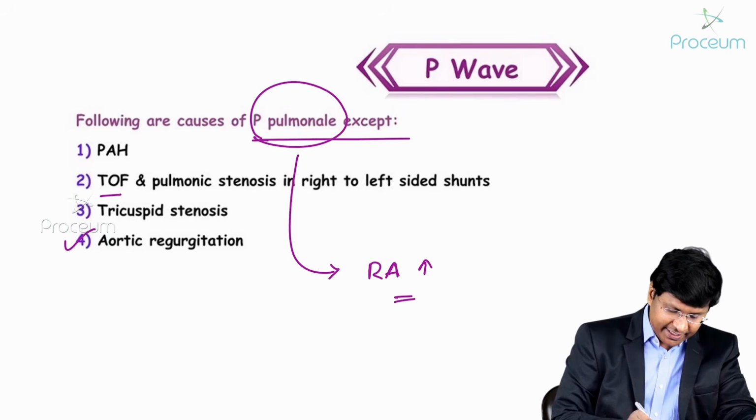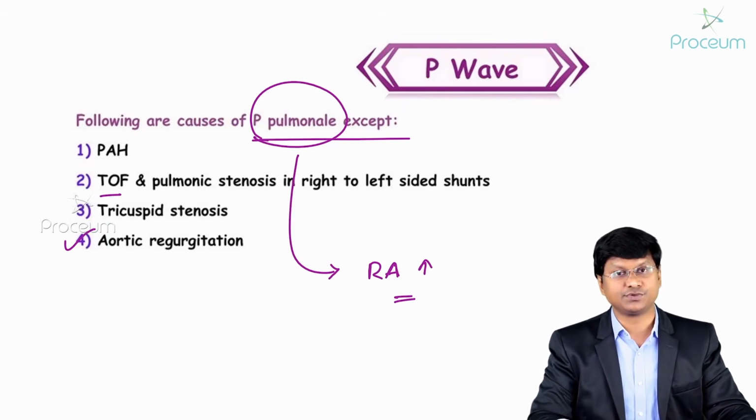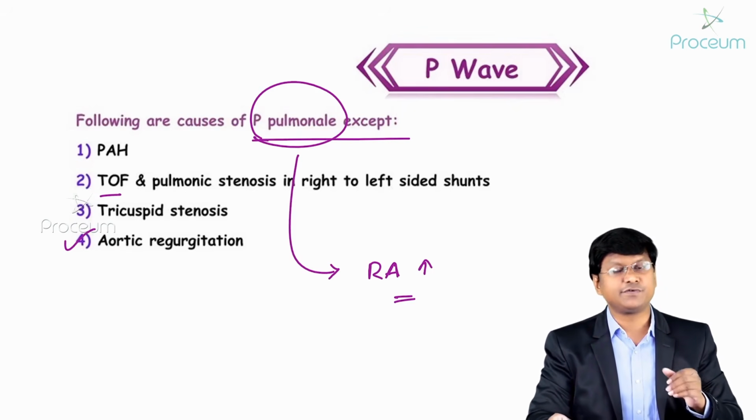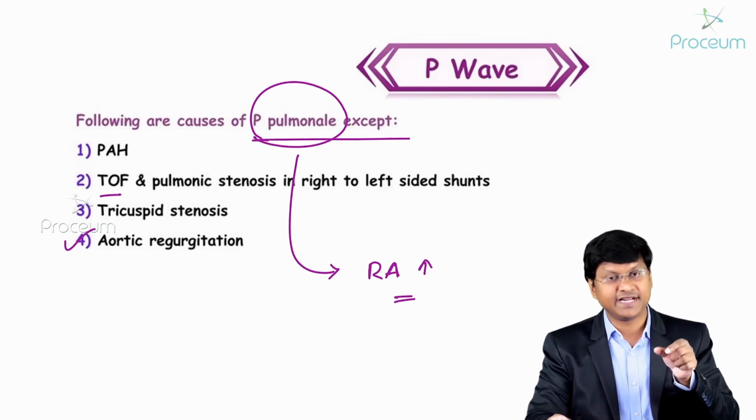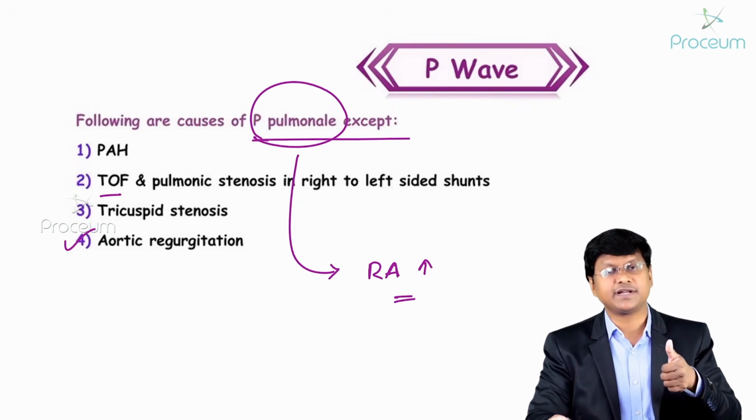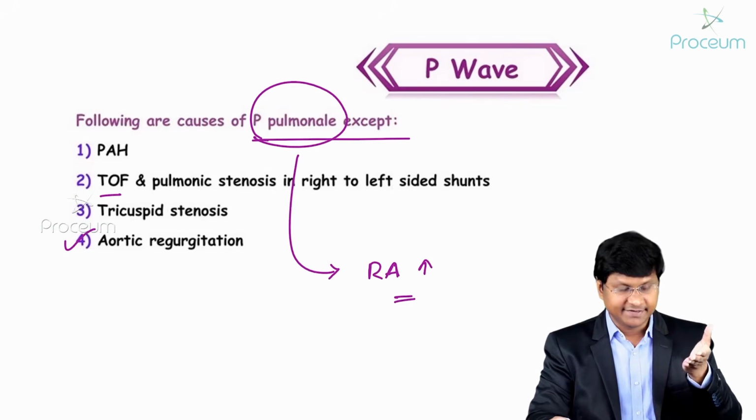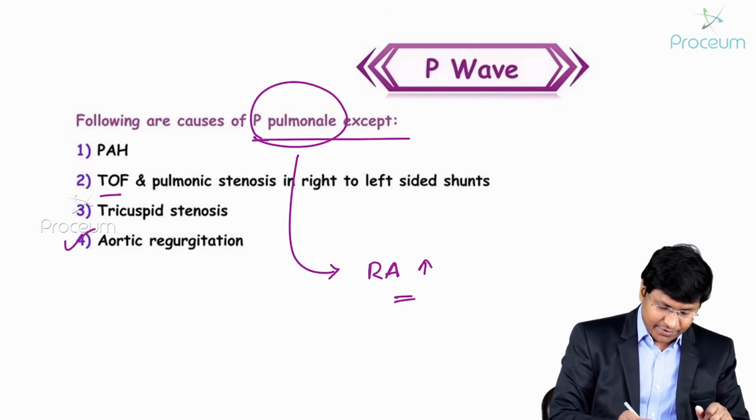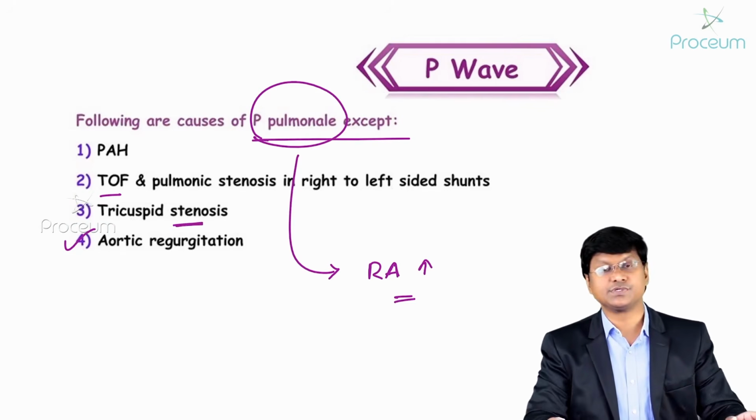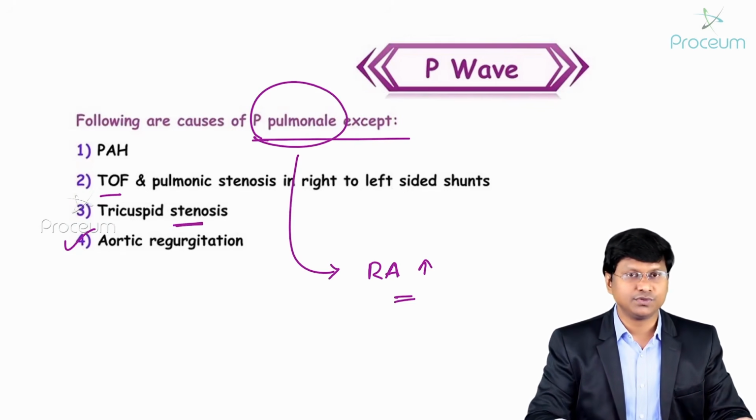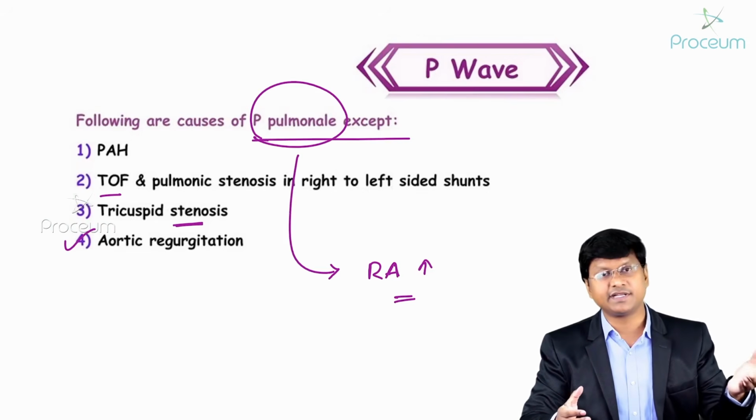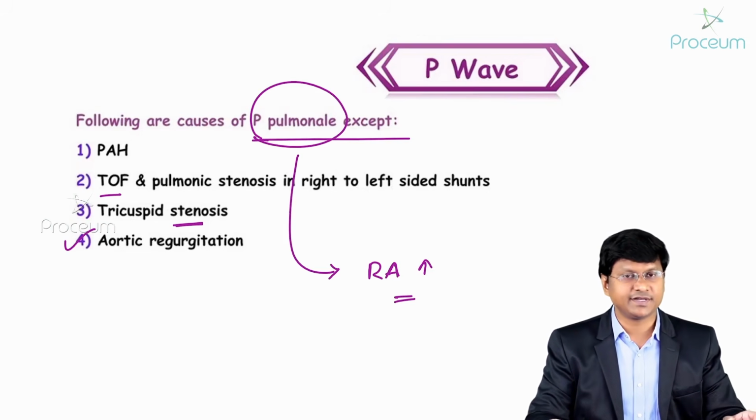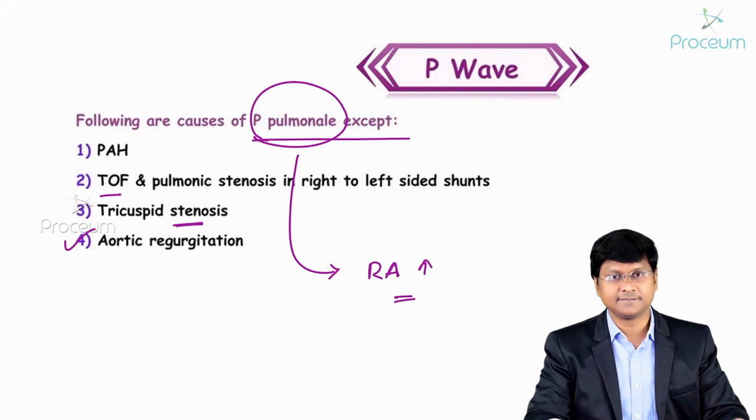Similarly, in case of tetralogy of Fallot and pulmonic stenosis, there will be right ventricular hypertrophy, an increase in right ventricular end diastolic pressure, and subsequently an increase in right atrial pressure. In tricuspid stenosis also, there is an increase in right atrial pressure, and thereby there will be right atrial enlargement, and P pulmonale.